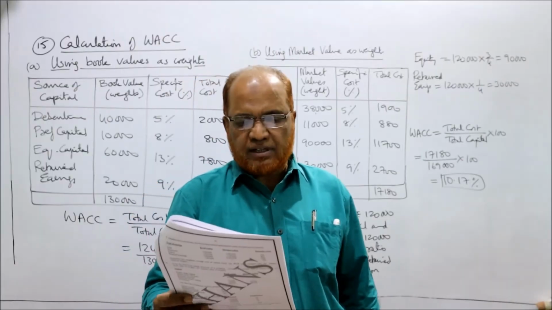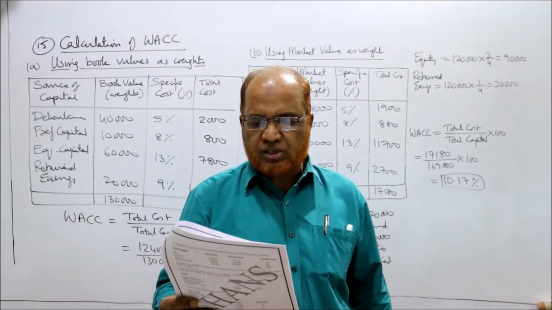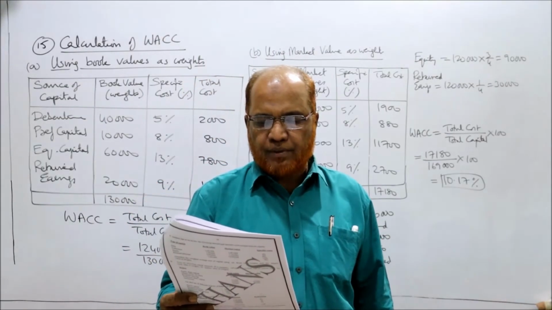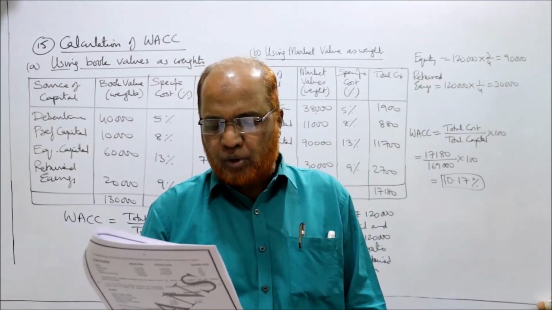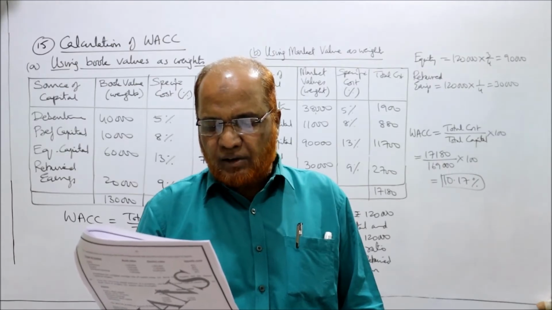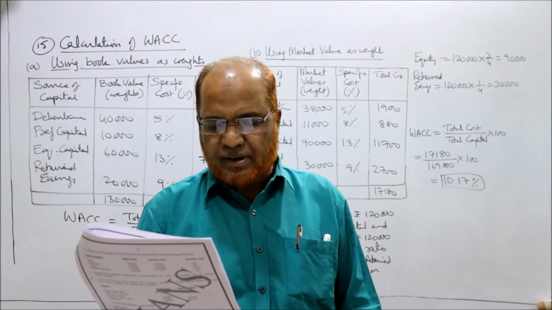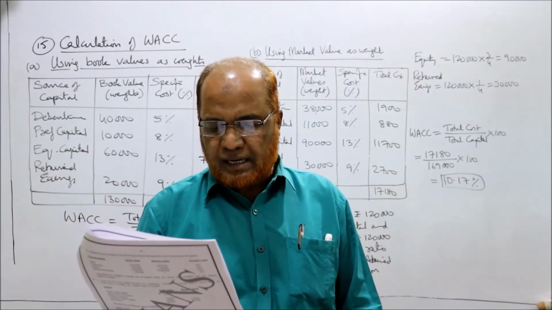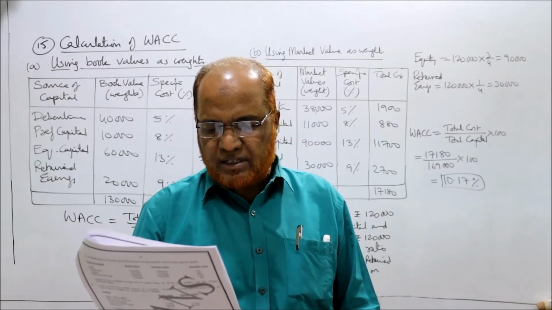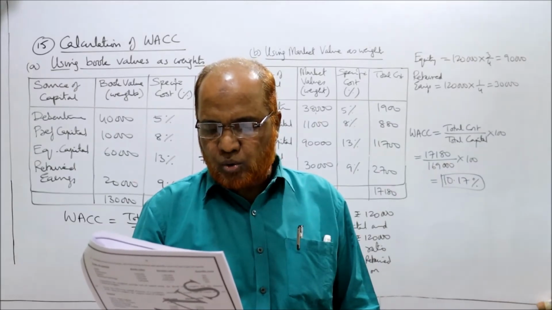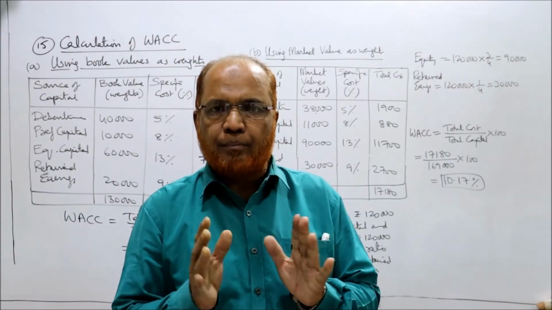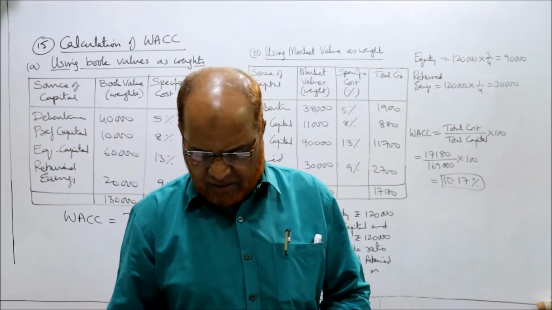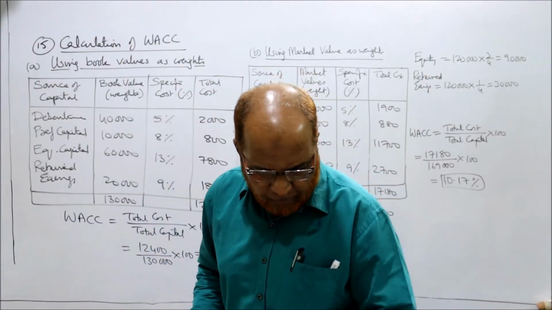A firm's after-tax cost of capital of the specific cost is as follows. Cost of debt KD 8%, cost of preference KP 14%, cost of equity 17%. The following is the capital structure: debt, preference capital, equity, total 10 lakh. Calculate the WACC, weighted average cost of capital KO, using the book value as weights. It is not asking you to calculate in market value. Only book values are given. It's very simple. So problem number 16.